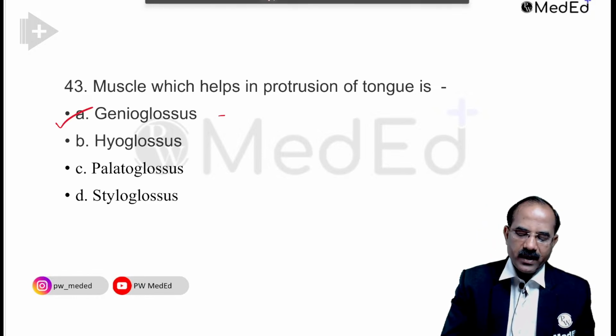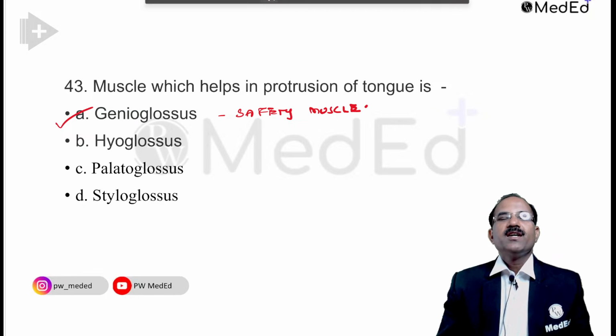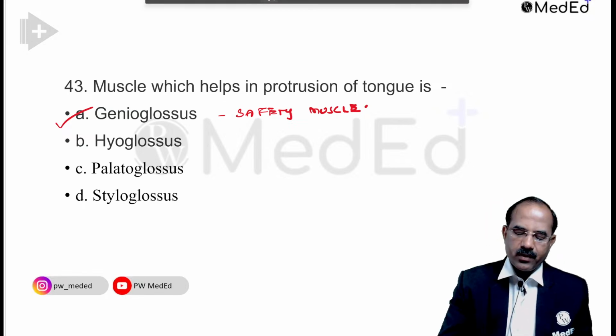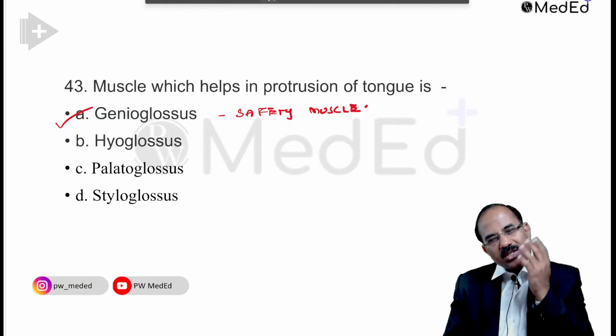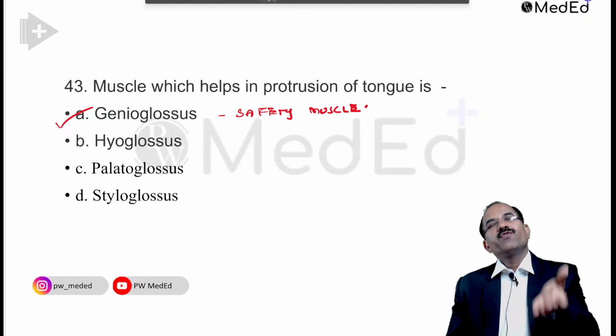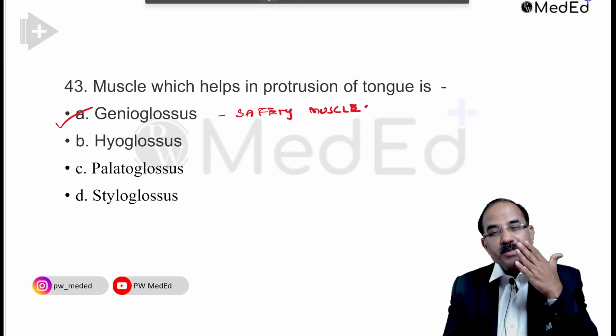Genioglossus is therefore known as the safety muscle of the tongue. What is the action of genioglossus? It helps in protrusion of tongue. If genioglossus is paralyzed, the tongue will fall back. Protrusion is lost. The tongue falls back and obstructs breathing.